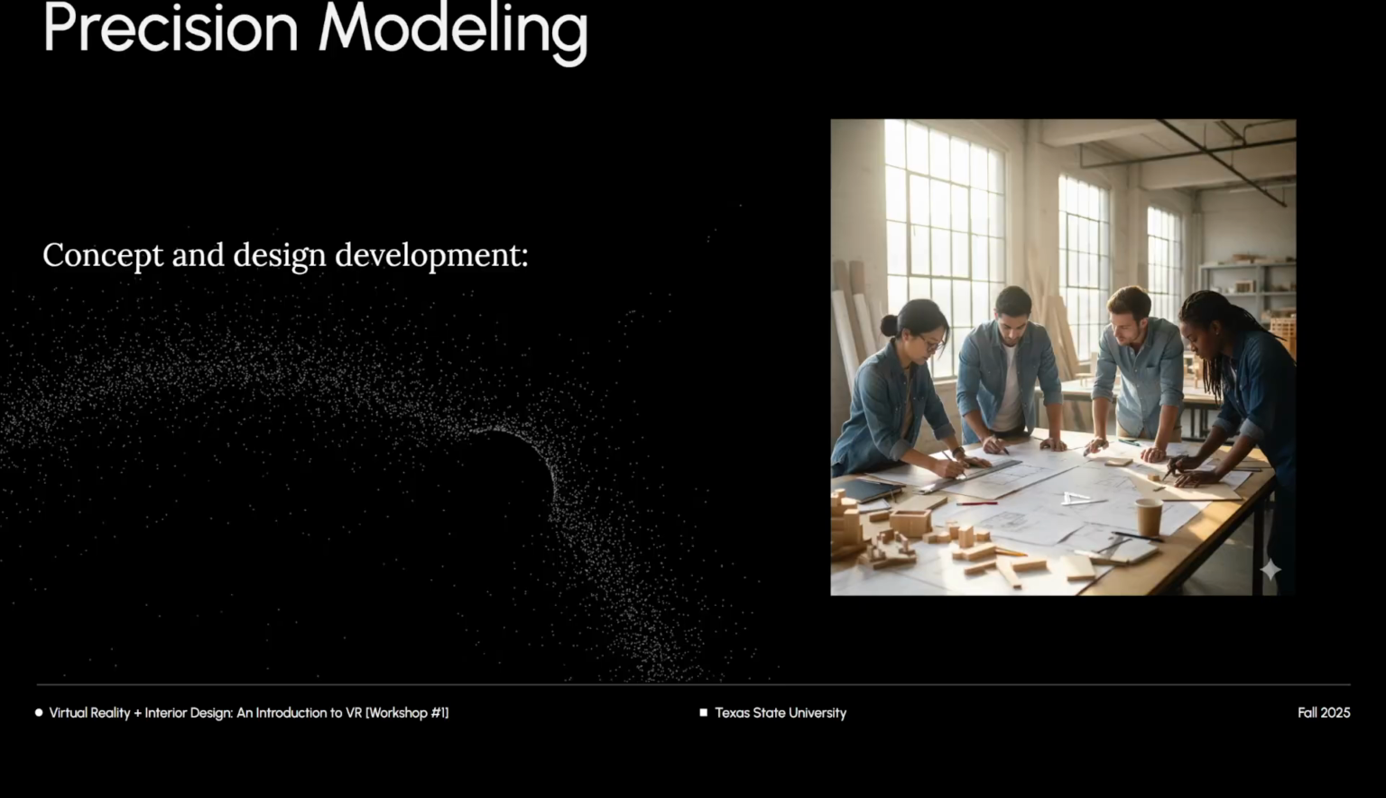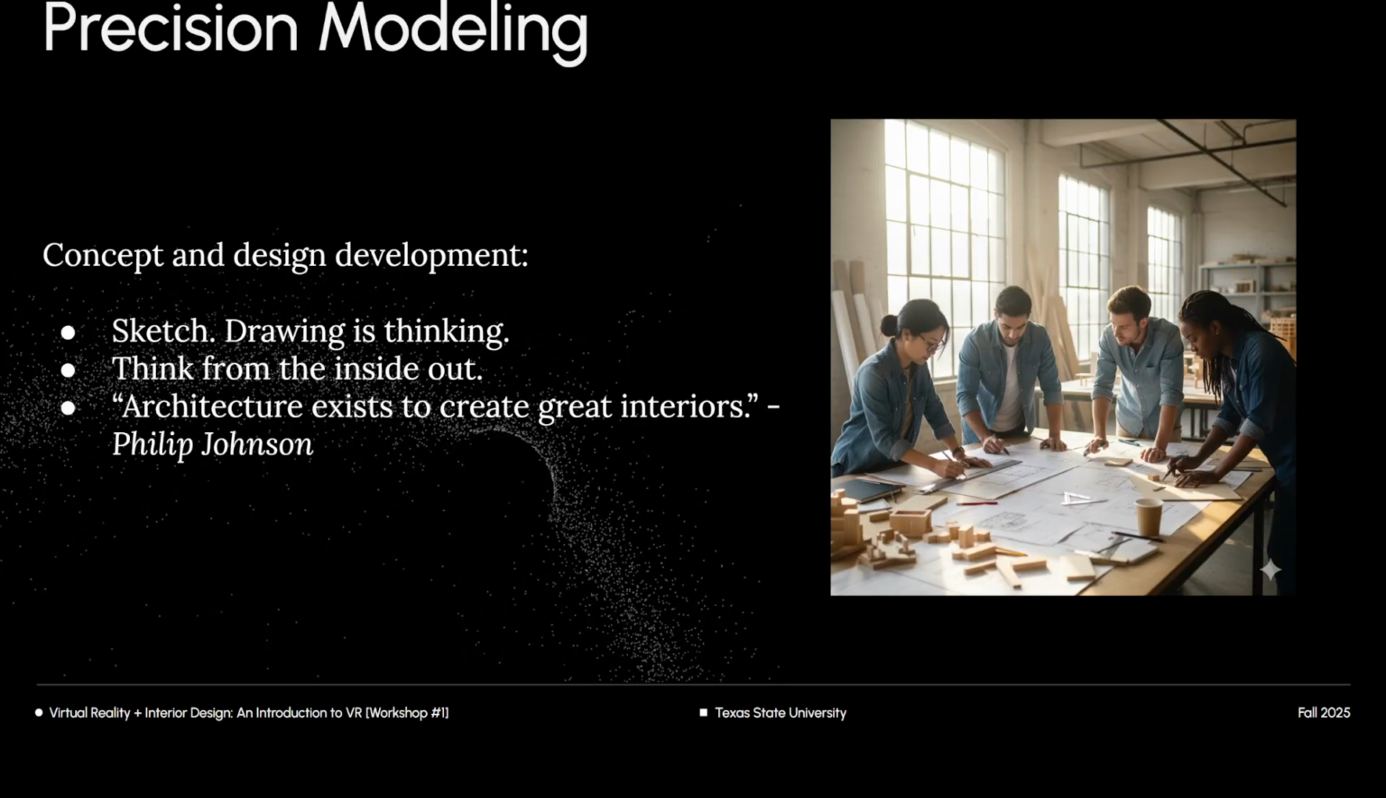So on precision modeling, first we're tackling concept and design development. First step is to sketch. Drawing is thinking. Second is to think from the inside out. If you're going to be inviting people into your design to inhabit as users, not viewers, we need to really be thinking about what their entire experience is going to be like. Philip Johnson said that architecture exists to create great interiors. And I love this quote because we are building spaces and creating volumes and shapes in spaces for people to feel alive. And in the end, interior design is this architecture.